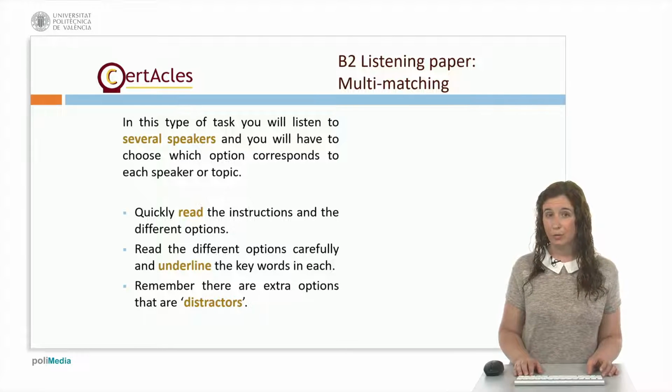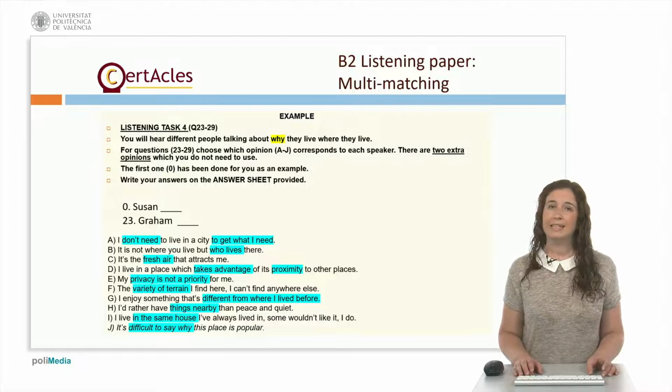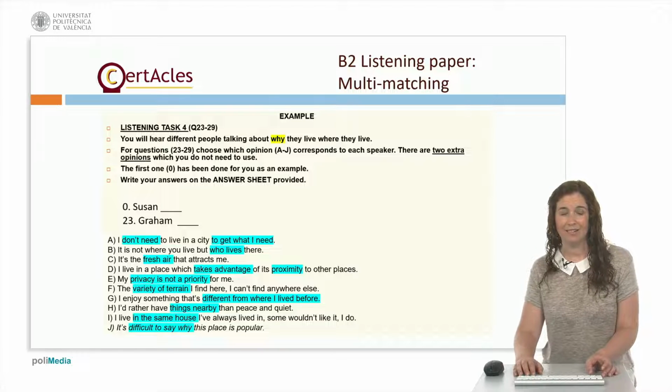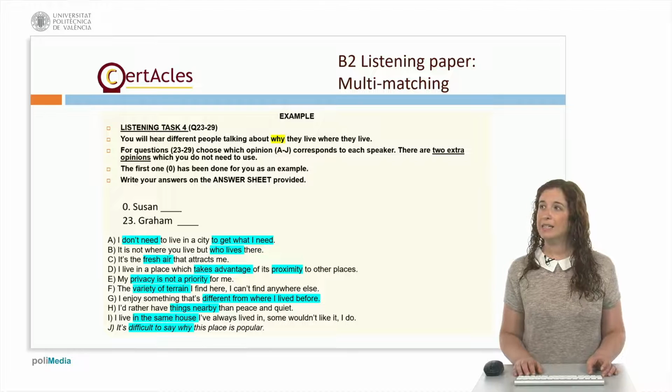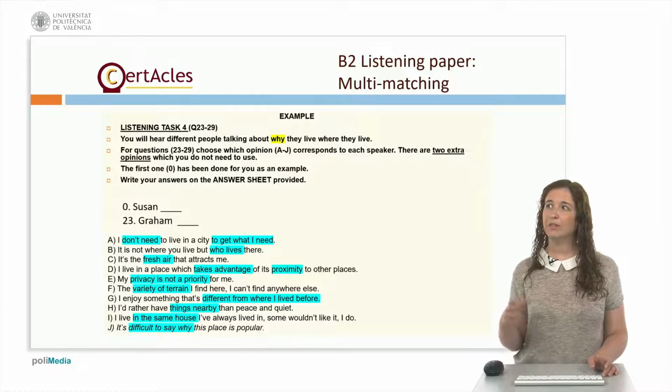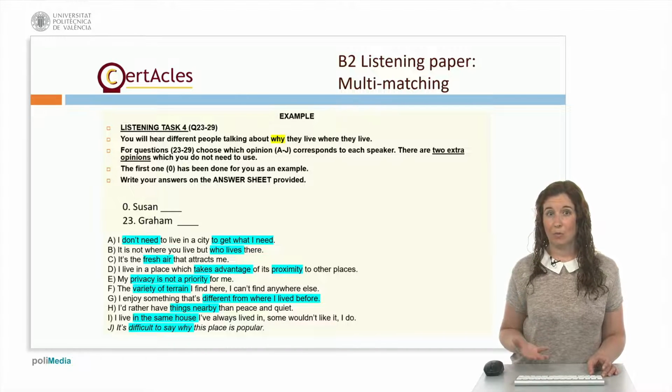It's very important to read the instructions carefully in order to know the number of distractors you can expect to find. For example, this is a multi-matching task. Okay, this is an example. As you can see here in the instructions, you will hear different people talking about why they live where they live. So they are going to talk about the reasons why they live there.